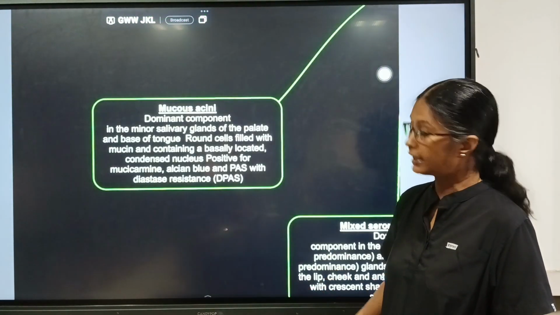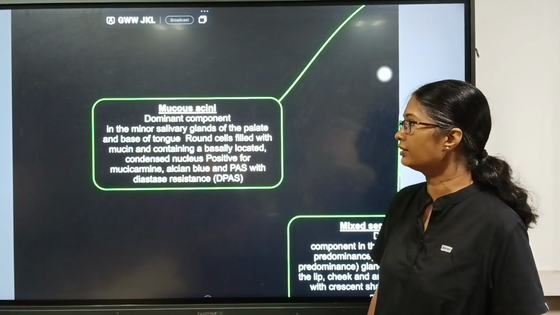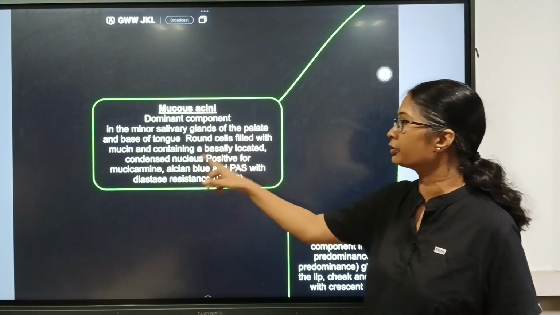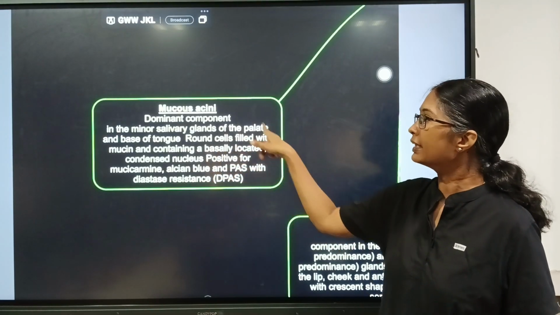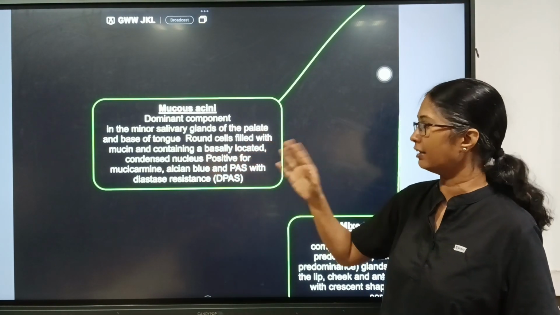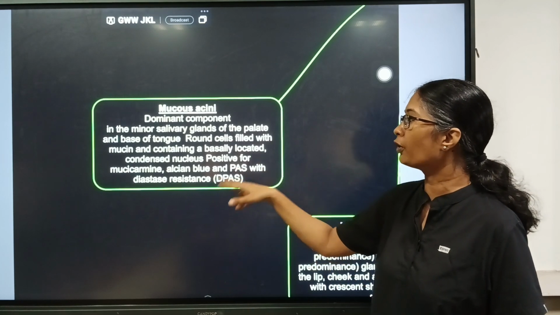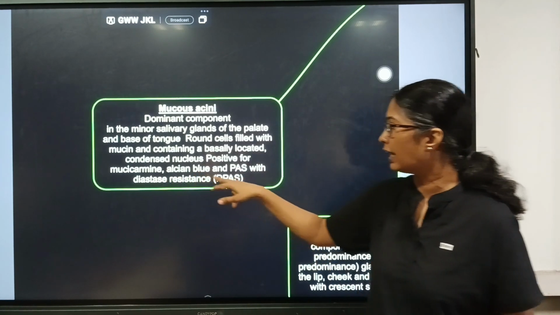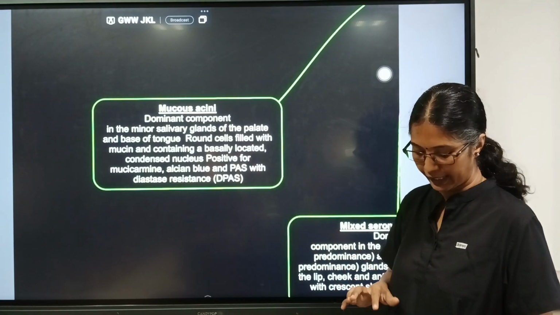The mucous cells are the dominant component in the minor salivary glands of the palate and base of the tongue. They are round cells filled with mucin and contain a basally located condensed nucleus. Here in the mucous acini, I will show the pictures, the nucleus will be basally located. And it is positive for mucicarmine, Alcian blue and PAS diastase resistance, which is DPAS.